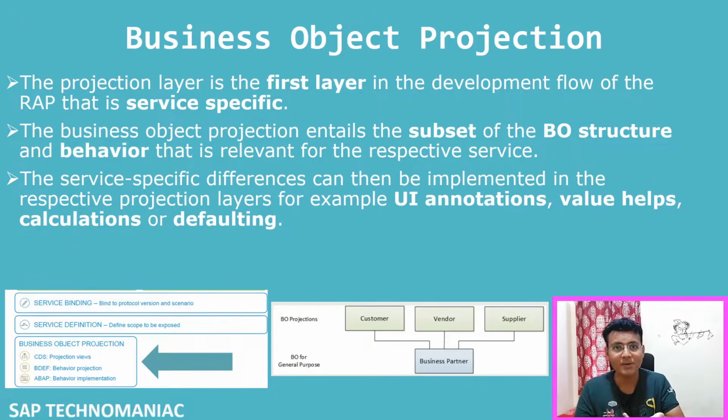So business partner becomes the base BO. It will have a lot of common things along with the distinct things. So all those things we will define in the base BO. We will call it the base BO. On top of this base BO, we will create the projections.